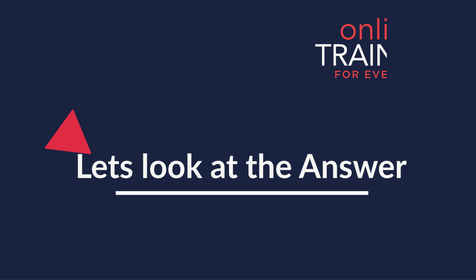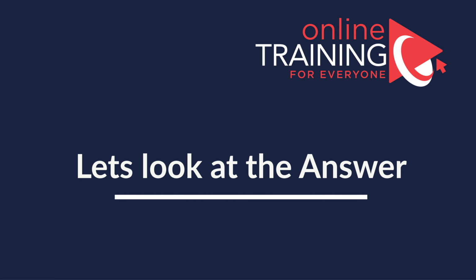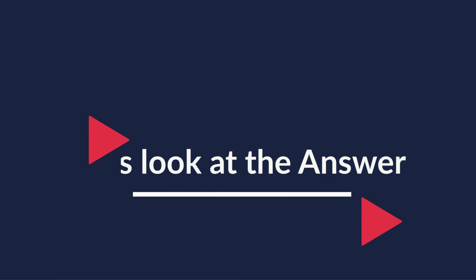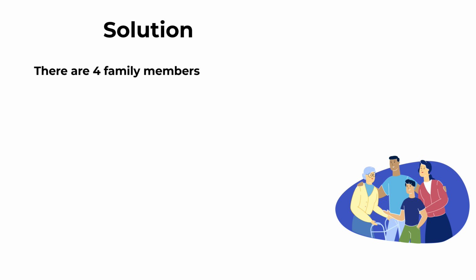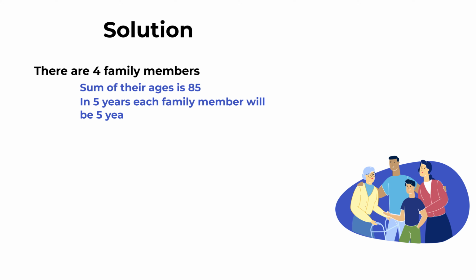What's interesting about this problem is that it is simpler than you think. So the key here is not to overthink the problem. There are 4 family members, and the sum of their ages is 85, and in 5 years, each family member will be 5 years older.